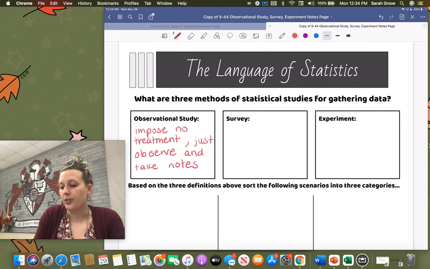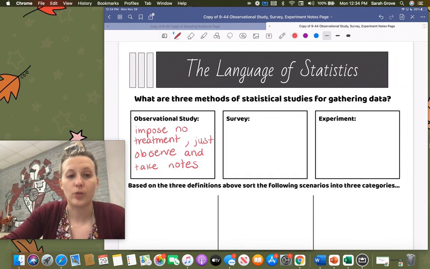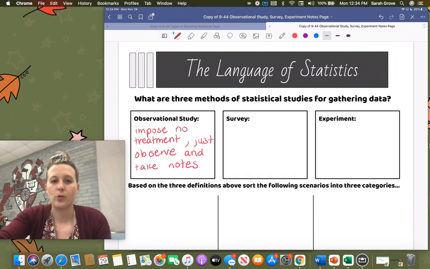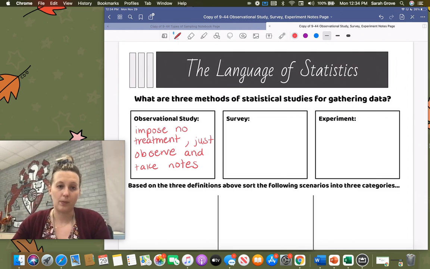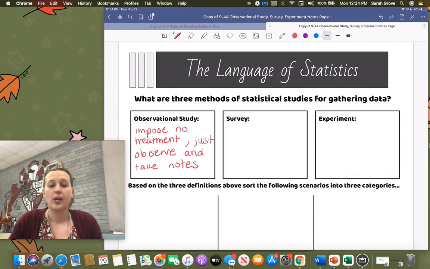Typically, this is not a good design for something that you are wanting to replicate or something that you're wanting to describe a larger population. So you can't, for example, observe, maybe back to the plant example, that your plant grew better listening to classical music and then expect that to always happen with every single plant. Observational studies have their uses, but describing a larger population with your results is not one of them.